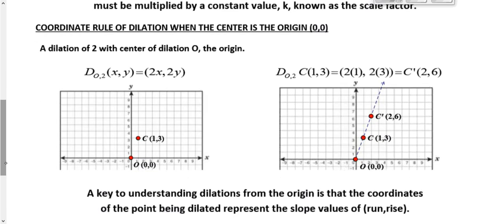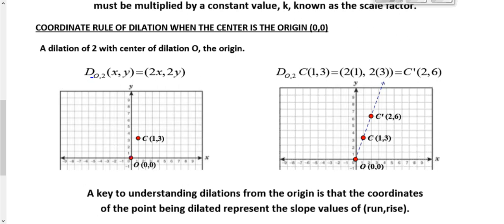Down here, we're going to do dilation, centered at the O for the origin, 0, 0, right? If it's at 0, 0, the run to C is its actual x coordinate. So 1, 3 means from the origin, it's a run of 1 and a rise of 3. Those are the numbers that are actually there. If our center was some other point, it wouldn't be 1 and 3 for the run and rise, would it? We'll get to that later. It's not that hard. So we're going to dilate with this rule.